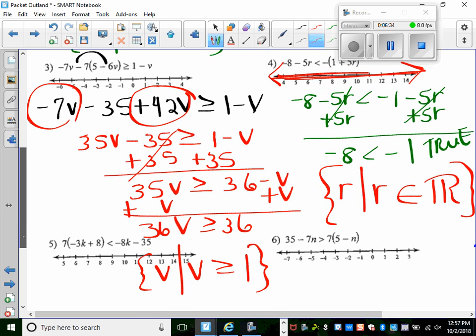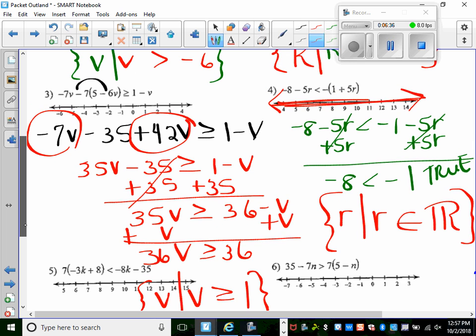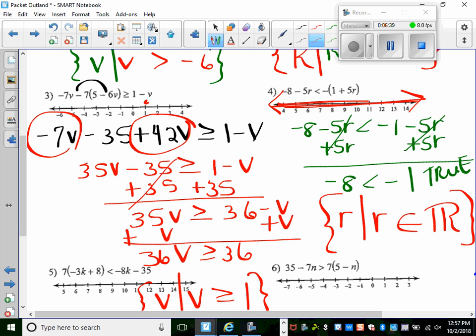Okay, now we did not graph number 3, so let's go back to that. This should be a closed dot and shade it to the right. Okay, so this is how you would graph all real numbers. You just shade the entire number line, even the arrows at the end.